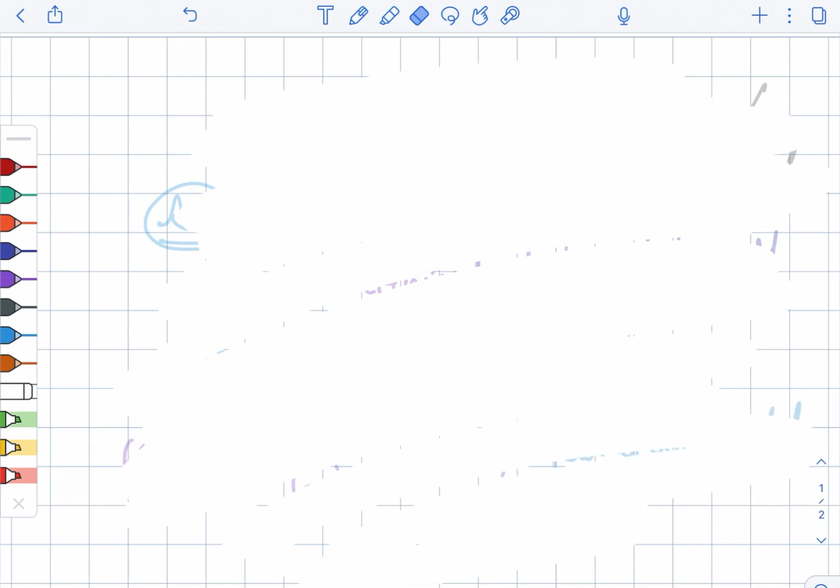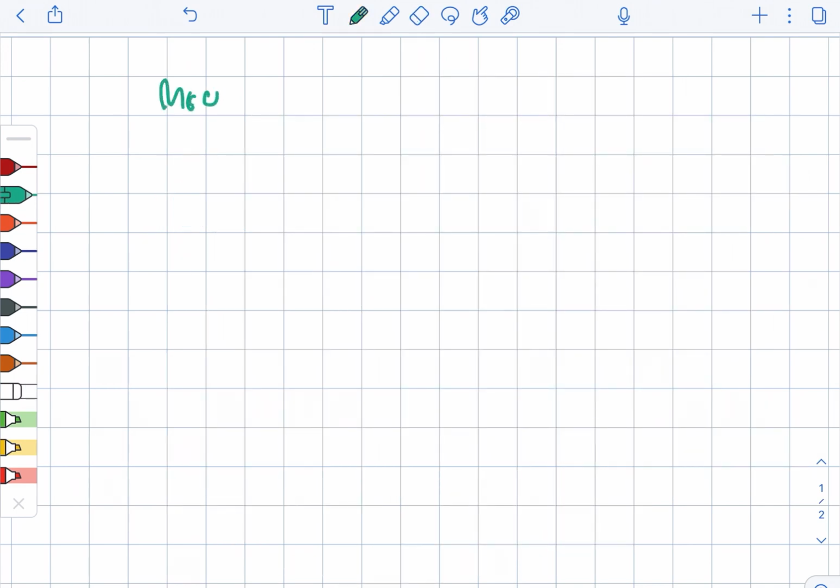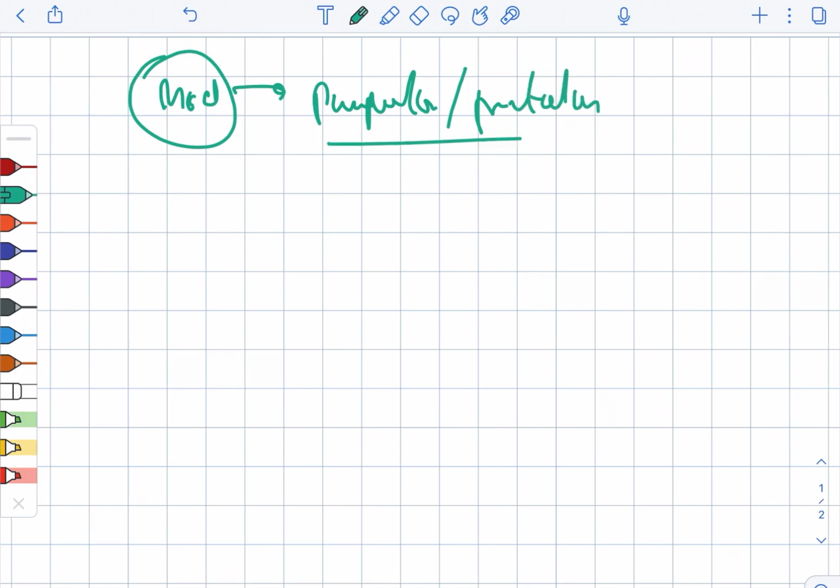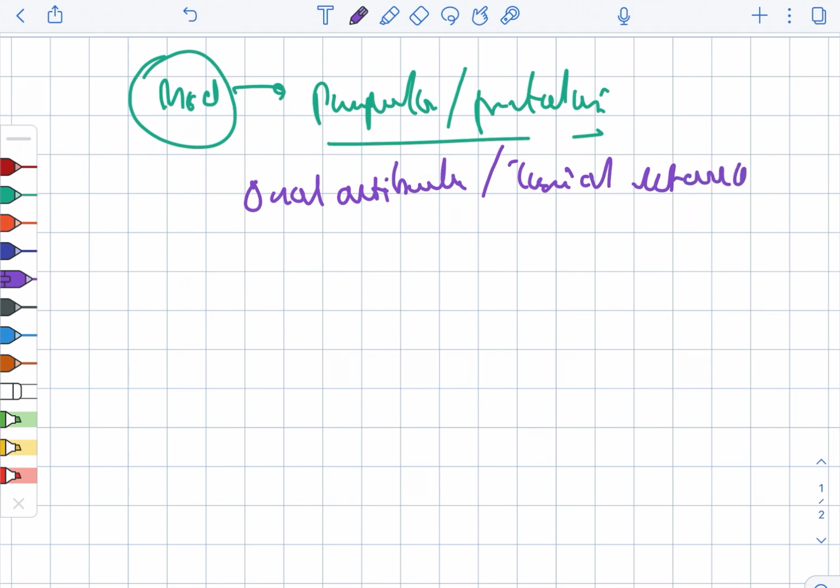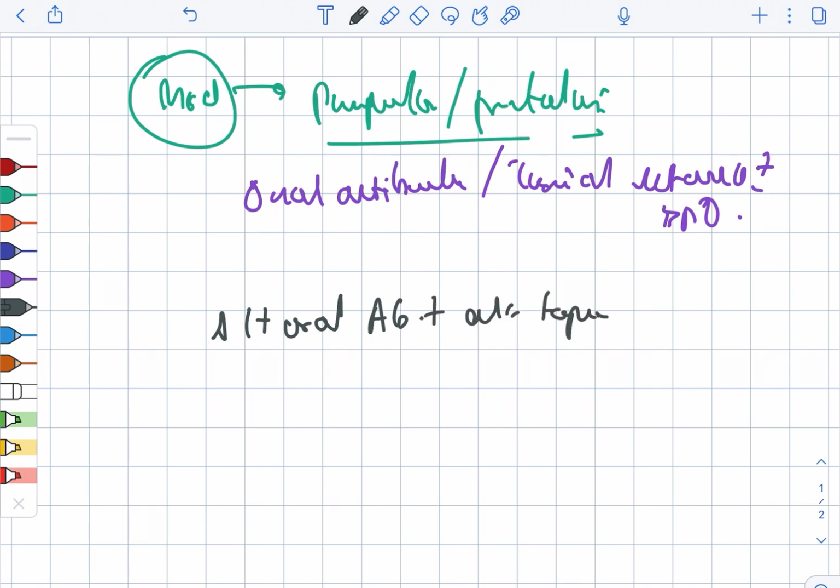In case of moderate, we will be first looking at the papillar as well as the pustular. In case of moderate, it includes the oral antibiotic as well as the topical retinoid plus or minus the BPO. Next, in case of the alternatives for this, it can include the alternative oral antibiotic and the alternative topical retinoid plus or minus the BPO.